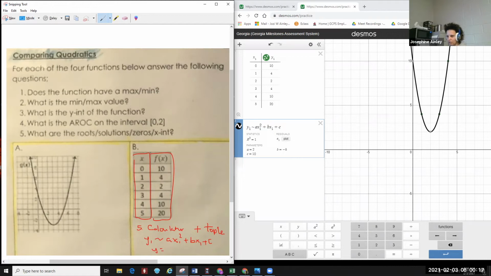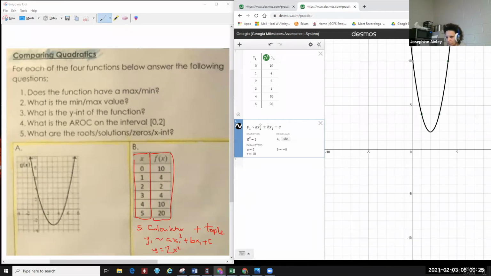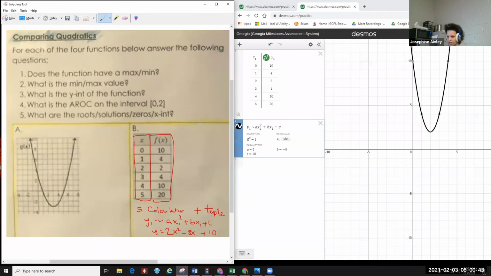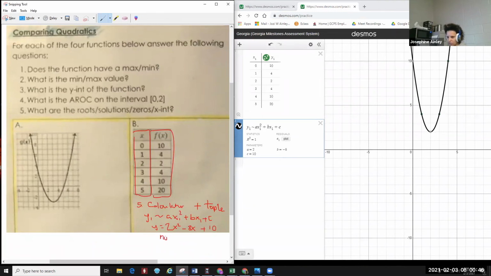So my equation is y equals a, which is 2, x squared plus b, b is -8, so -8x plus c, which is 10. I'm going to write down the equation, and underneath that, I don't have space, so I'm going to write mine on top over here. Oh, here we go. You're going to say no solution, because it doesn't cross the x-axis.